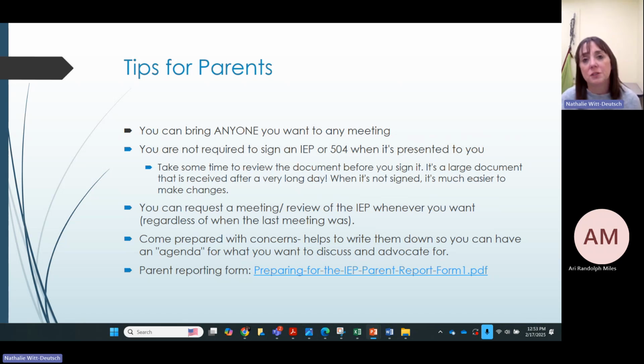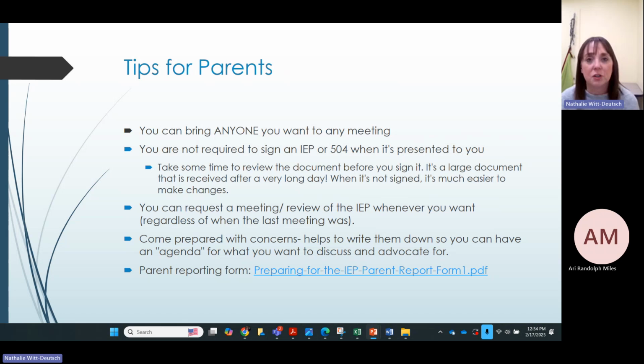And you can request a meeting or a review of the IEP whenever you want, regardless of when that last meeting was. It's within your right and the rights of your child to ensure that it's being implemented the way that it's written. So if you have questions or concerns, or you feel that this goal has been met and what are we doing next, they should be calling an IEP meeting so that they can make that revision and update the goals for that.